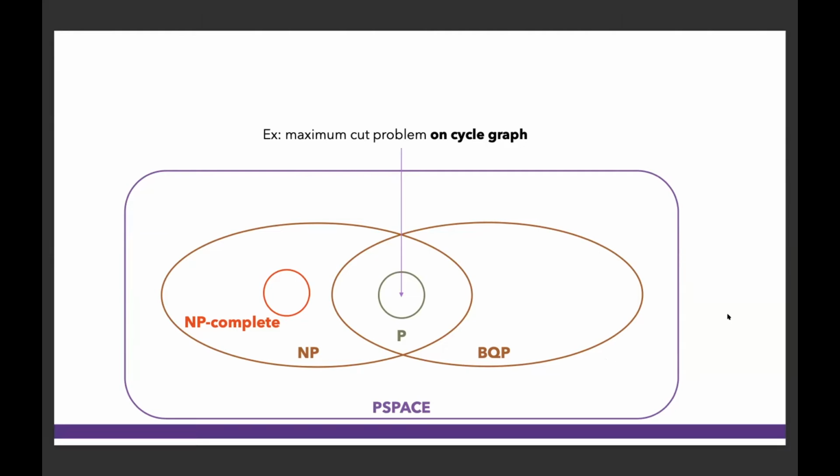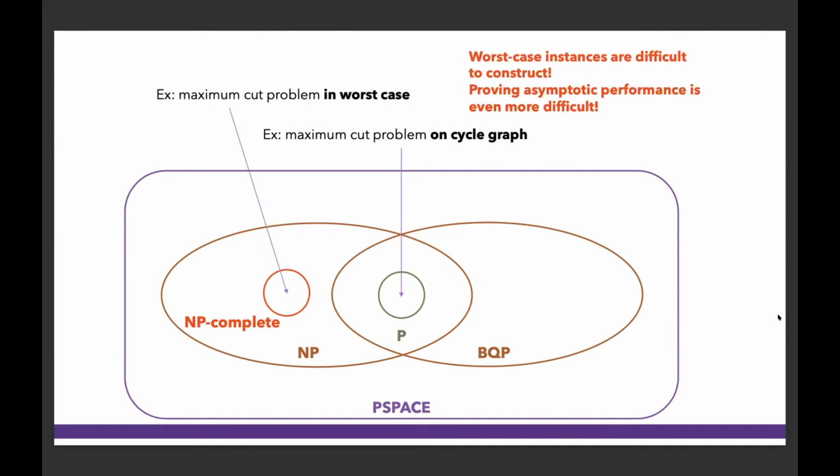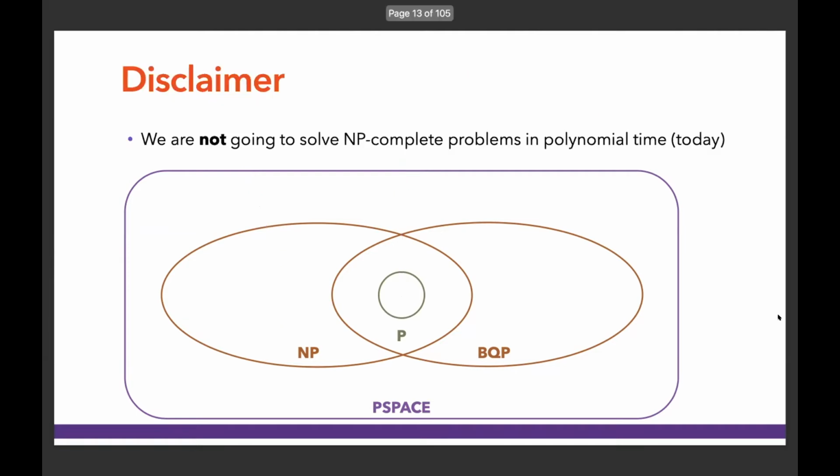So the complexity of particular instances of your problem is often less clear. And more generally, those instances, or classes of instances, that trigger the worst-case complexity bounds are not always easy to construct, and proving asymptotic performance is even more difficult for the kinds of algorithms that we will consider. And so the takeaway of these first few slides is that we are not going to use QAOA to solve NP-complete problems in polynomial time on quantum computers. If you take just one thing from this tutorial, maybe it should be this slide.